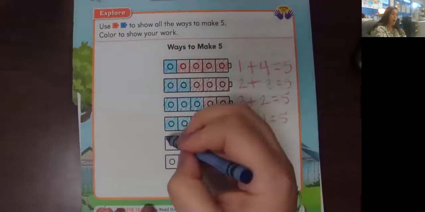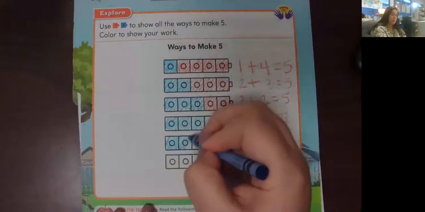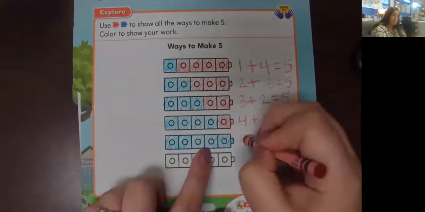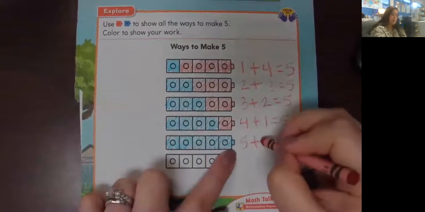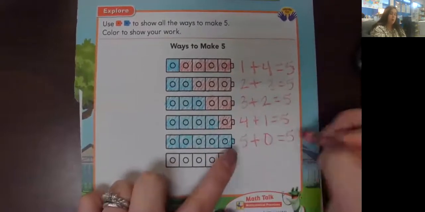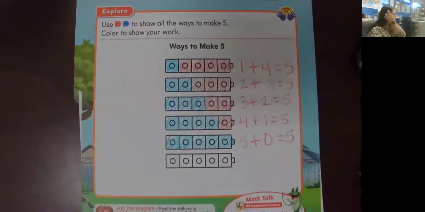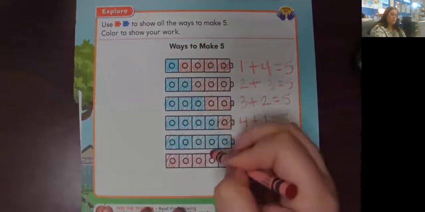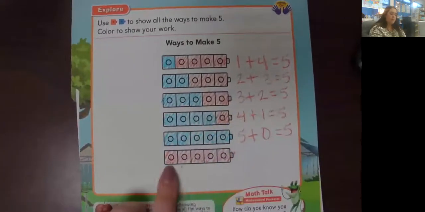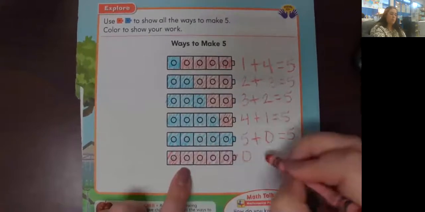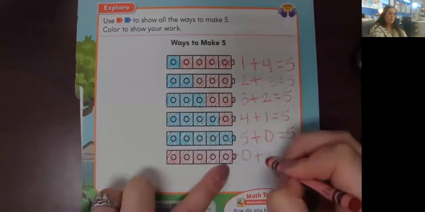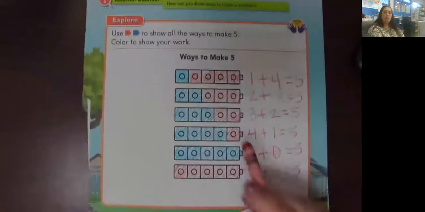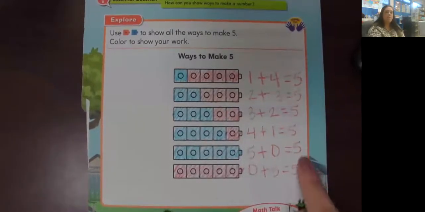Then we could do all of them blue. So we have 5 blue. How many red? We didn't do any red, so 5 plus 0 equals 5. Then, instead of doing any blue, we could do them all red. Do we have any blue? No, so 0 plus 5 red equals 5. So that is all different ways that you can add 2 numbers together and still get the answer 5.